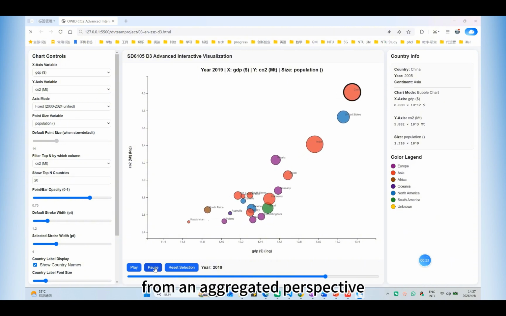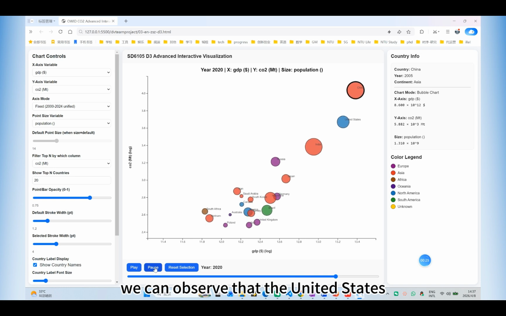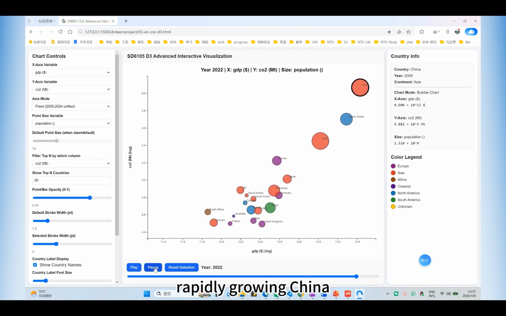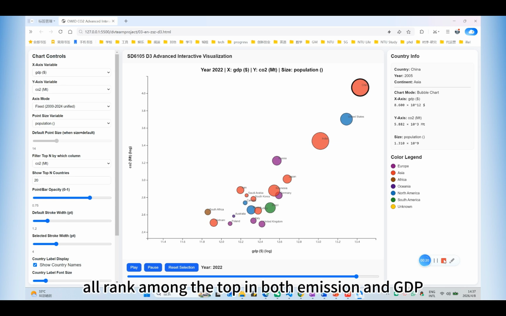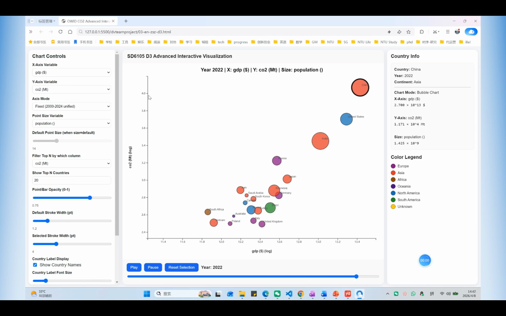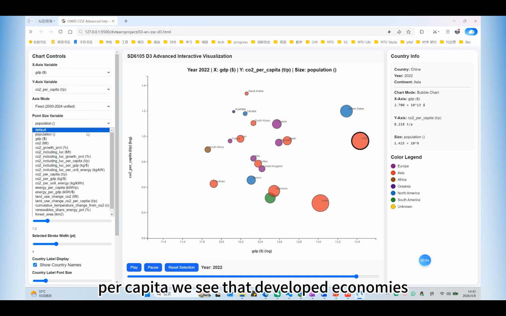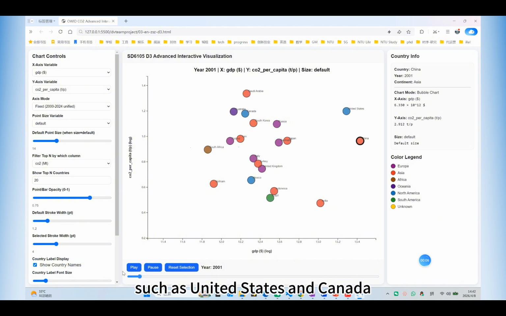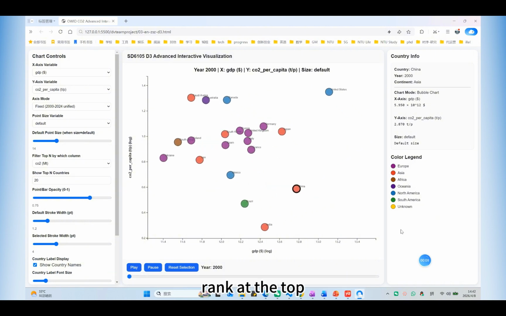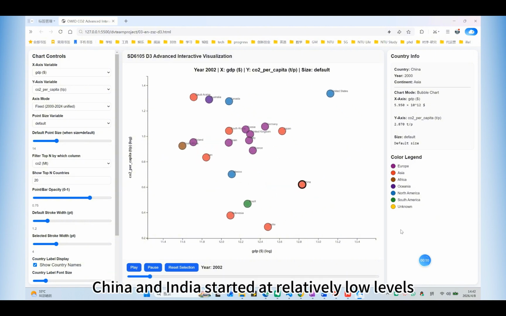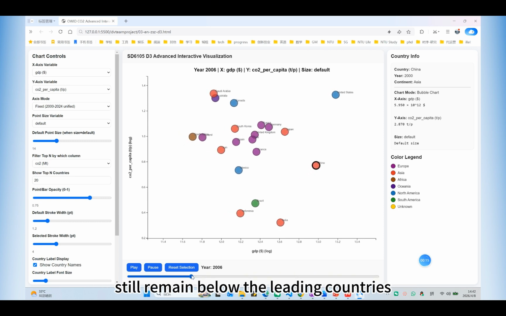From an aggregate perspective, we can observe that the United States, rapidly growing China, Russia, Japan, and emerging India all rank among the top in both emission and GDP. But when it comes to carbon dioxide emissions per capita, we see that developed economies such as the United States and Canada rank at the top. In contrast, China and India started at relatively low levels and still remain below the leading countries.